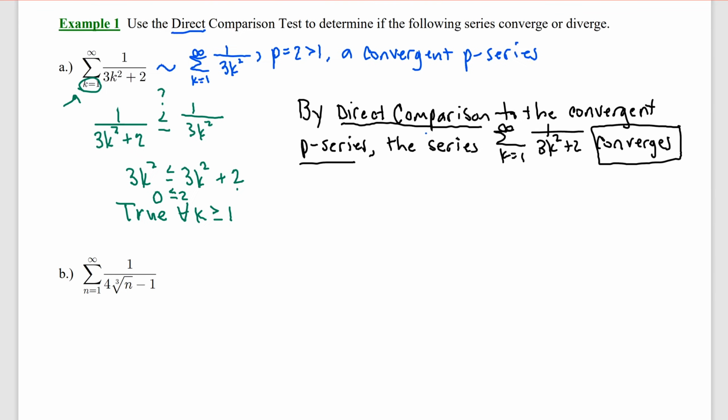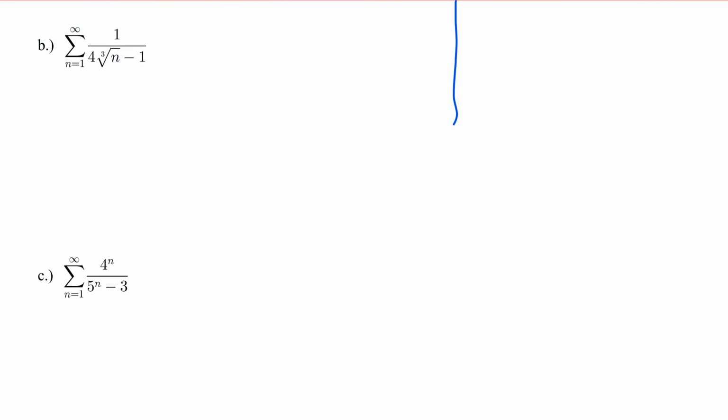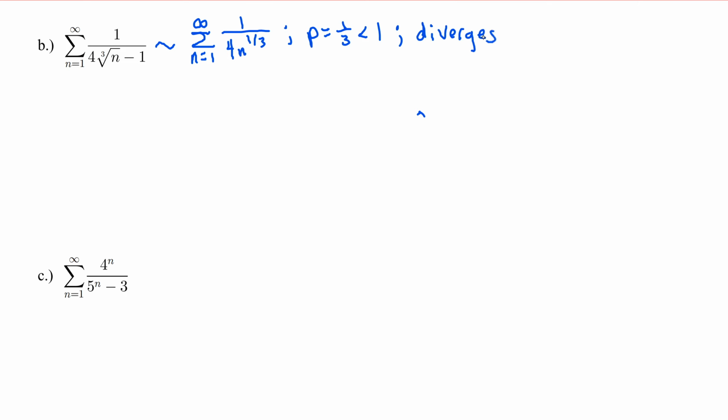Let's try another example. We have the sum from n equals 1 to infinity of 1 over 4 cube root of n minus 1. Now, if the minus 1 were not there, we could say this is very similar to the sum from n equals 1 to infinity of 1 over 4n to the 1/3. I'm going to rewrite that cube root of n as n to the 1/3. The reason is so that we can identify that this is a p-series. The p-value is 1/3, which is less than 1. So this is a divergent p-series.